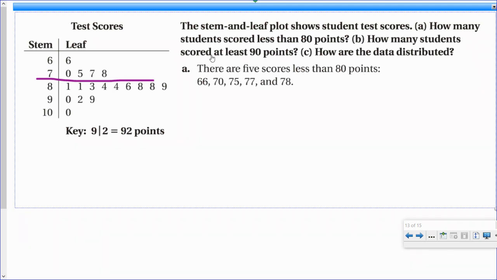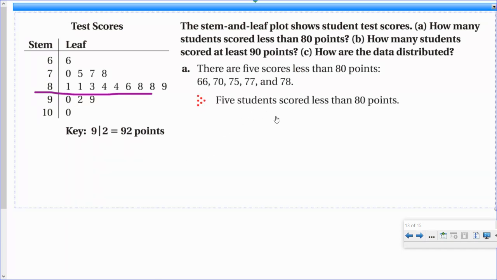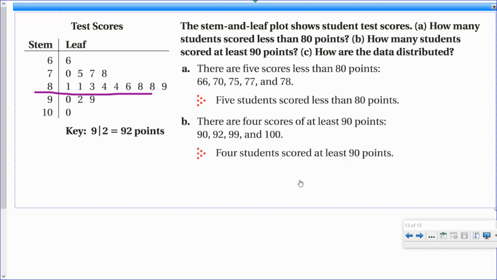For part B, how many students scored at least 90 points? Well, I'm going to move this line here. The lowest score we want is 90 points. So we're looking now at all of these scores down here. They got at least a 90. So we've got a 90, a 92, a 99, a 100. How many are there? There would be 4 scores.